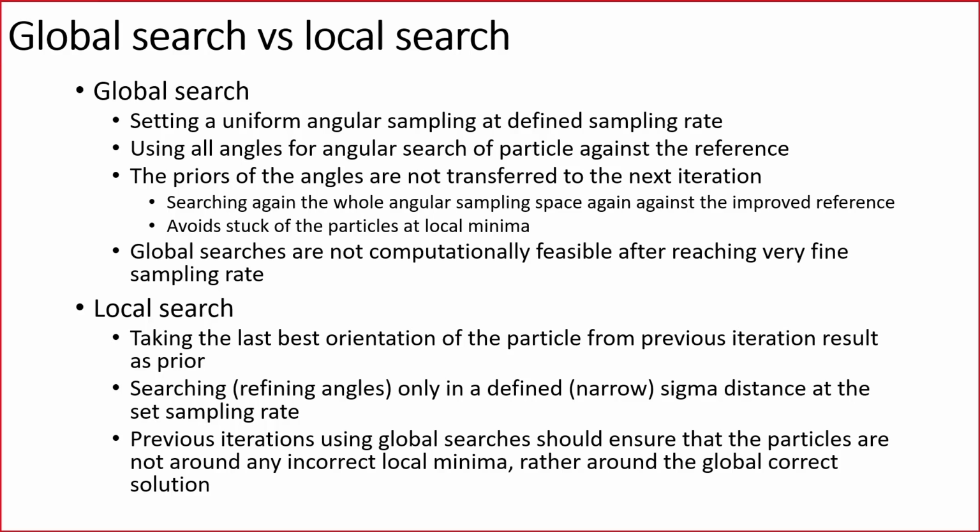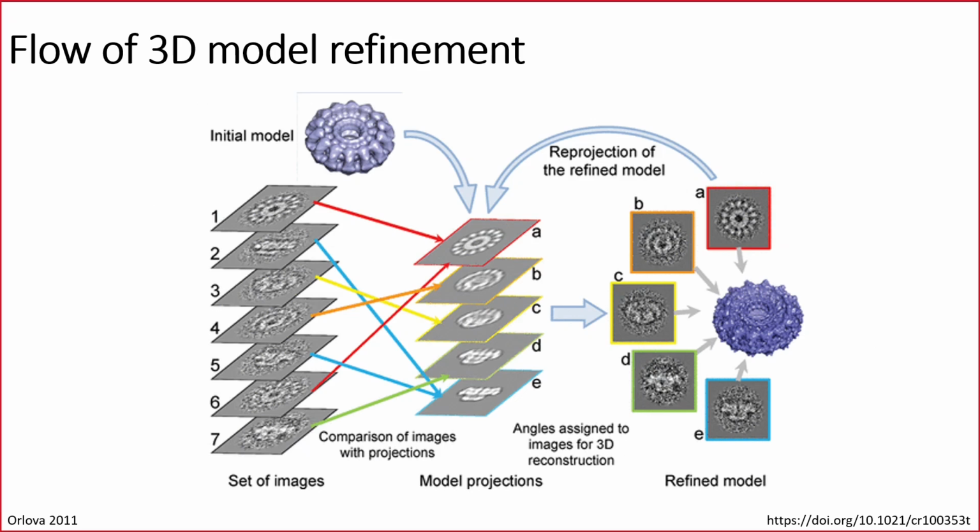Using this local search, we need to find when to switch from global searches to local searches. This is usually well defined in the software. And these local searches can then go to very fine sampling rates, which are needed for high resolution reconstructions.